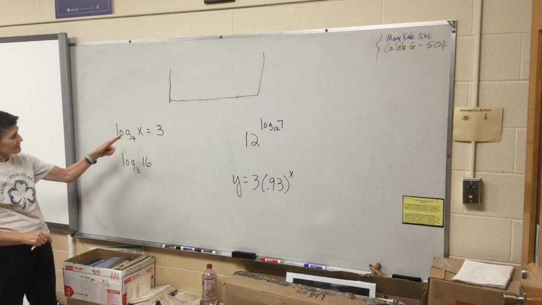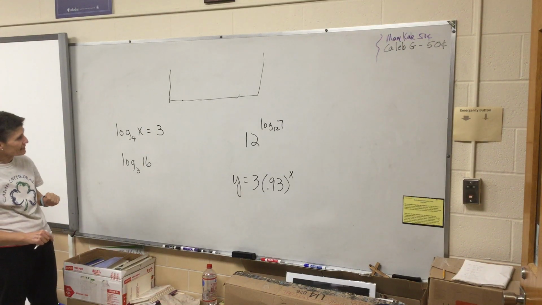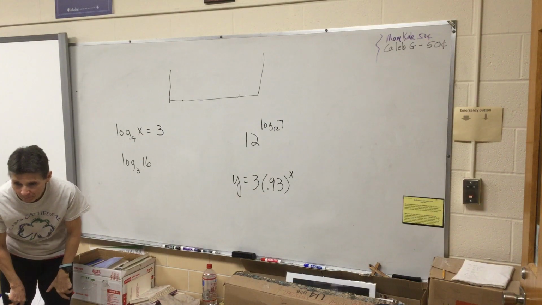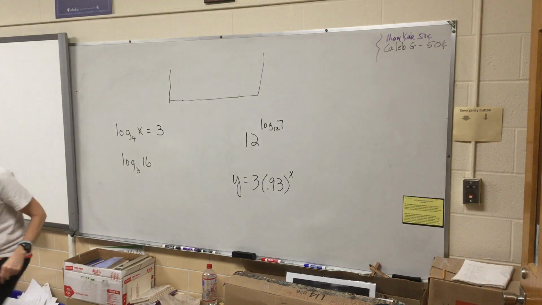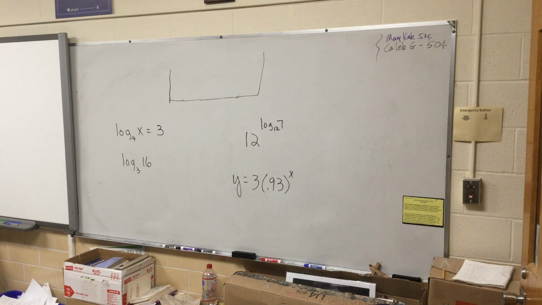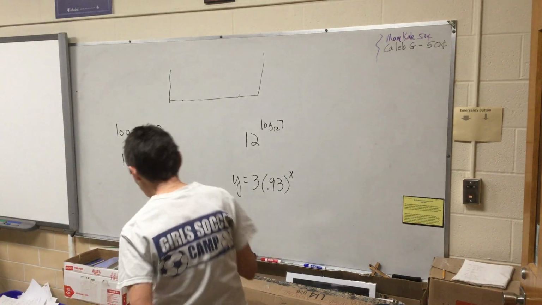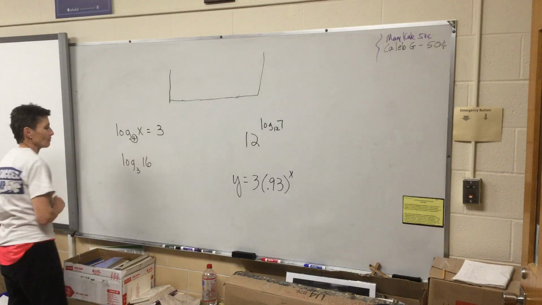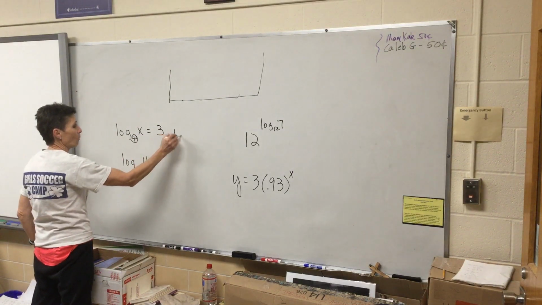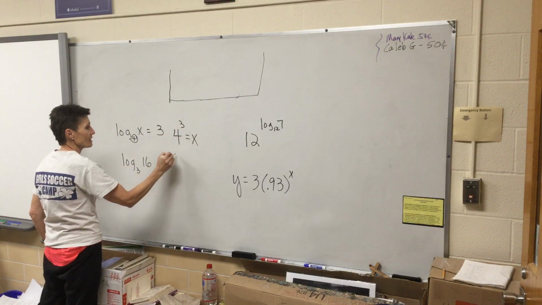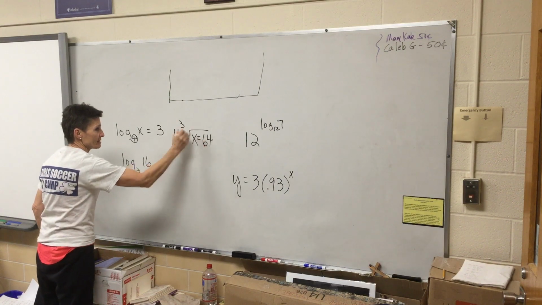The first one really doesn't need any directions. We're just solving that equation. Who has a plan for solving that? Yes, indeed. We're going to loop-de-loo it. When we loop-de-loo, we always start right here with the base. So it's going to be 4 to the 3rd equals x. So the answer is 64.